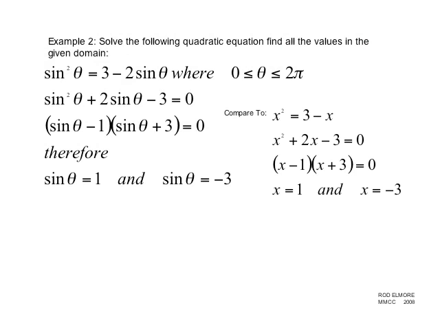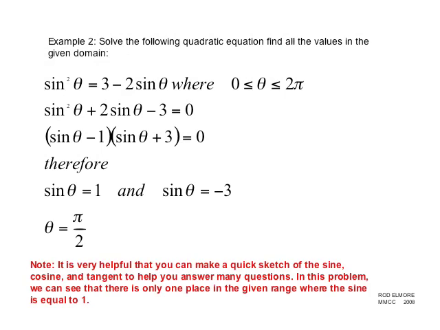But now we have to go one step further here, because we want to know what theta is, not what sine theta is. With the x, we were done. So now let's see. Sine theta equals 1. What could theta equal? You're supposed to have that table memorized, so you should just know it's equal to pi over 2. Is there any other value between 0 and 2 pi where sine theta is equal to 1? Note, it's very helpful that you can make a quick sketch of the sine, cosine, and tangent to help you answer many questions. In this problem, we can see there's only one place in the given range where the sine is equal to 1, and that's at pi over 2.